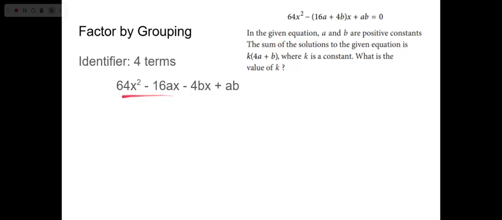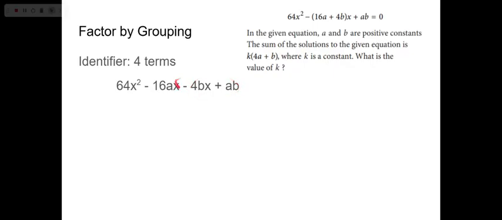They're both divisible by 16. You can use a calculator. They're both divisible by 16 and x. So when I divide by 16 and x, I get 4x minus a.